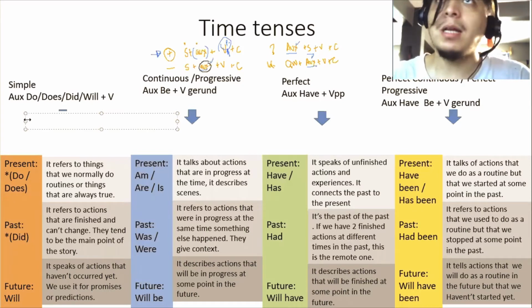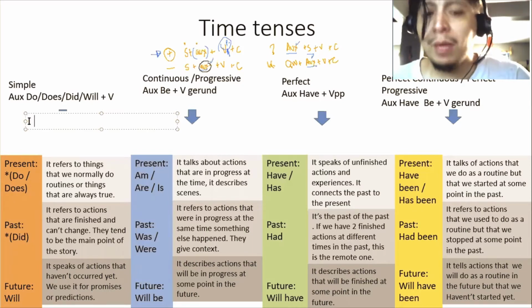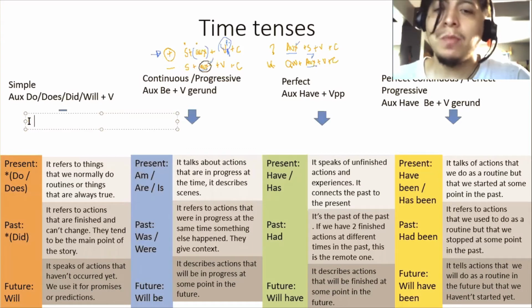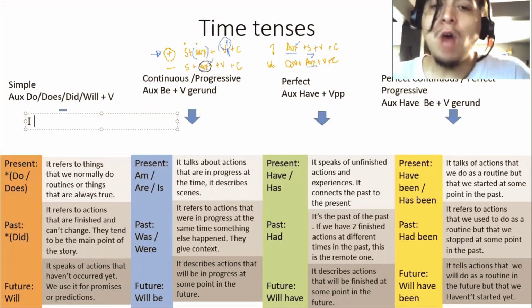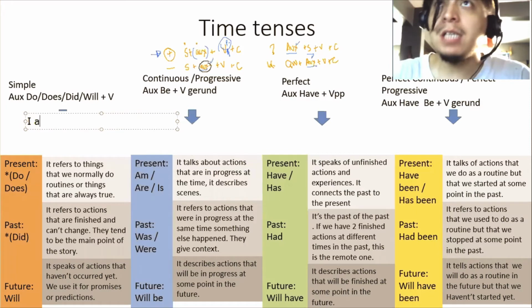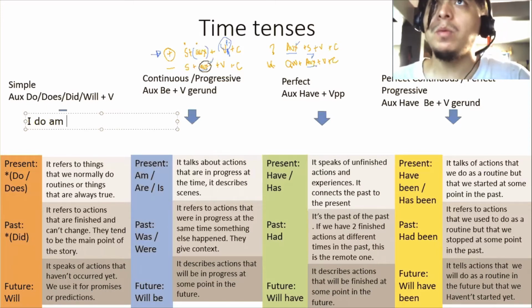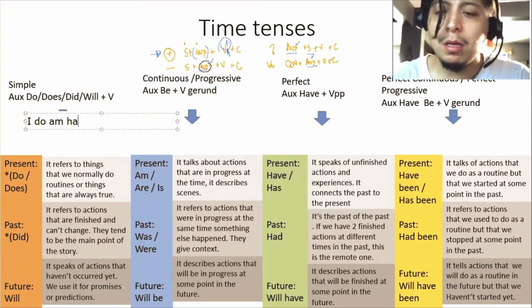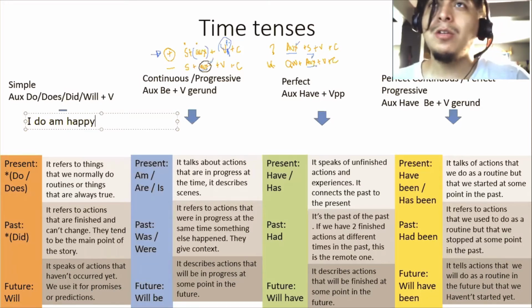Normally you say something like "I..." The verb to be has three conjugations in the present: I am, you are, and she is. In this case, I am, and then you have, normally, subject, auxiliary, verb, and complement. The complement will be, I don't know, happy. Yeah, I'm happy.